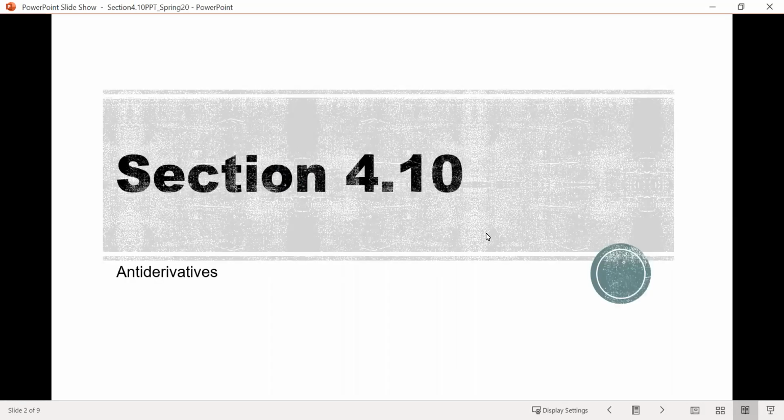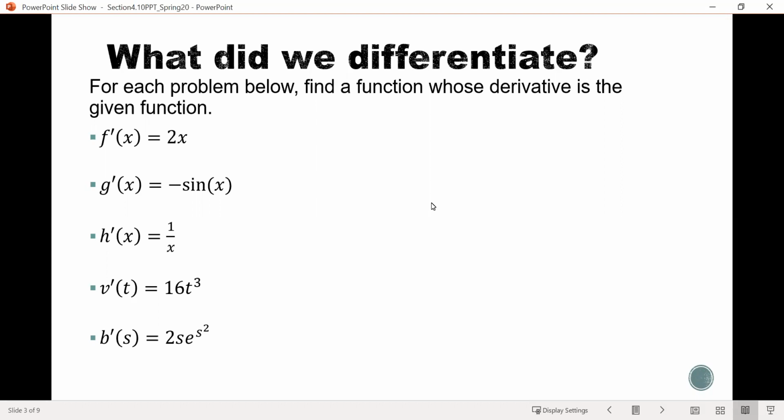Okay, so this section is on something called antiderivatives, and I'll get to what that is in a minute. But first, let's play a little game. I like to call this game Name That Function. If we were in a classroom, I would get really excited and put on my best game show host voice and go over this. But here's the idea: we have a set of derivatives here.